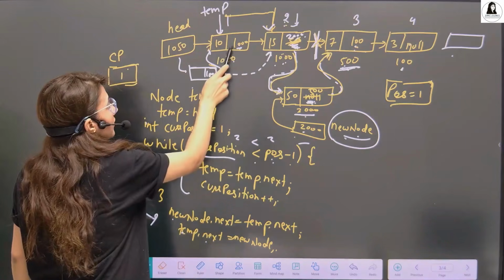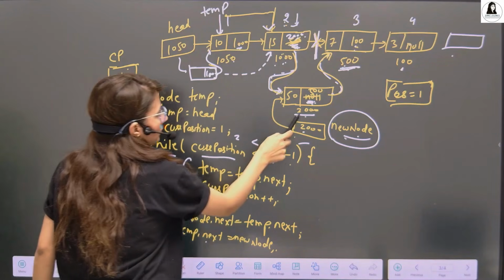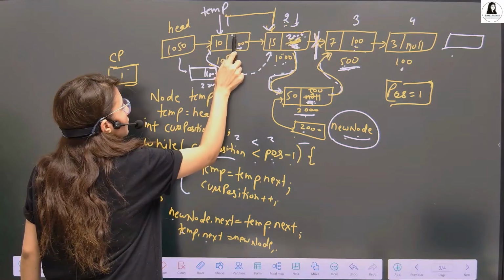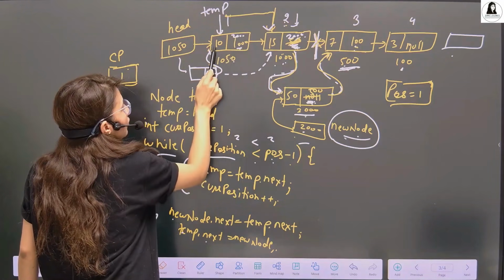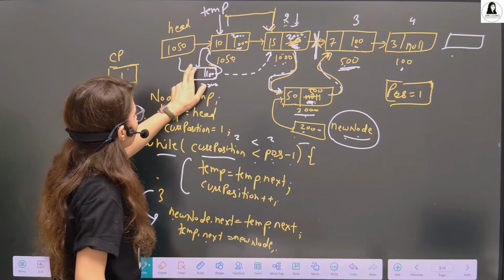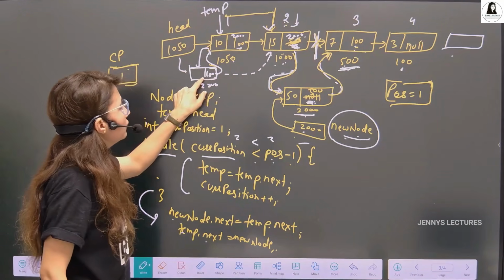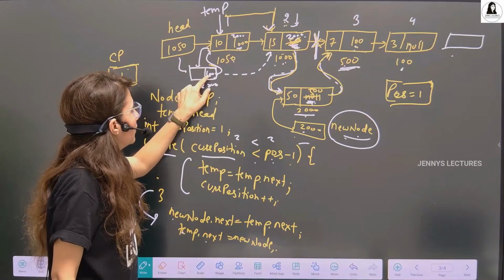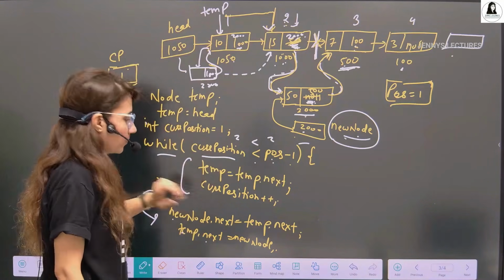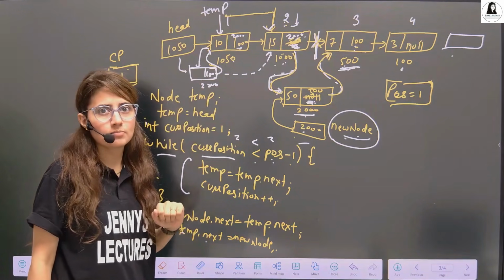And temp dot next is equal to new node, whatever the new node is, suppose it's 2000. So now here we have 2000. So this will point to this. So this would be something like this. We are having first this, then this, then this. So it would not be at the first position. It would be at the second position if we follow this. So this logic will not work if position is 1.